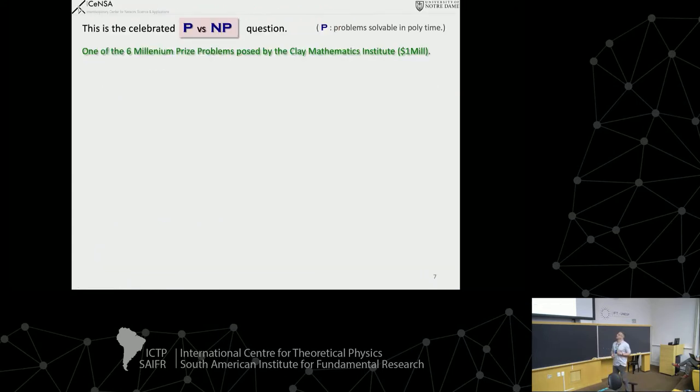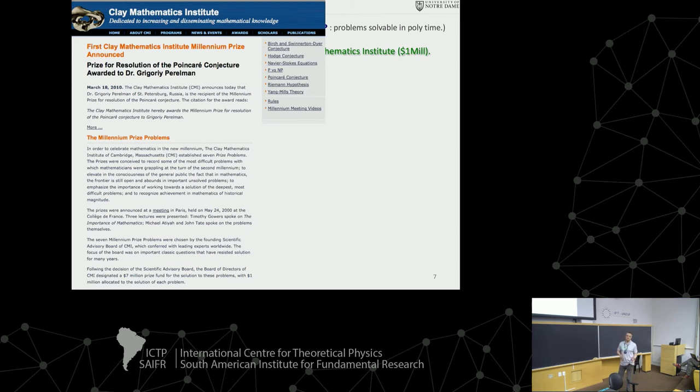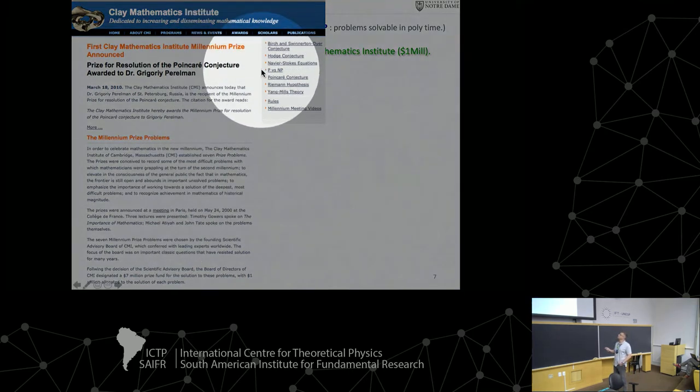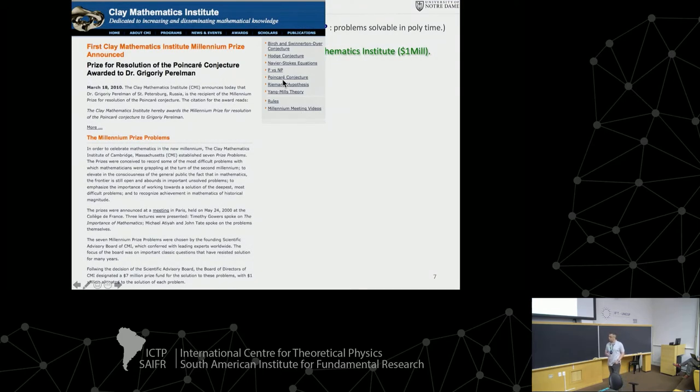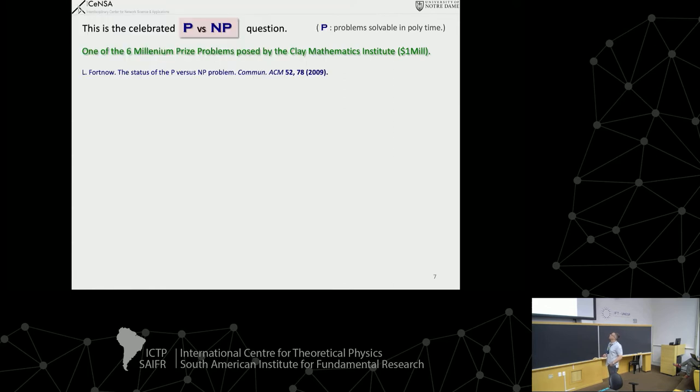So this is actually related to the P versus NP question. The question is if all problems in the NP class, in the decision class, admit a polynomially fast algorithm. Polynomially fast meaning the number of steps to solve on a digital computer is a polynomial in the number of variables. And it's actually one of the now six, it was seven, Millennium Prize problems by the Clay Institute. It's right here. The Poincaré conjecture was solved by Grisha Perelman a couple of years ago.